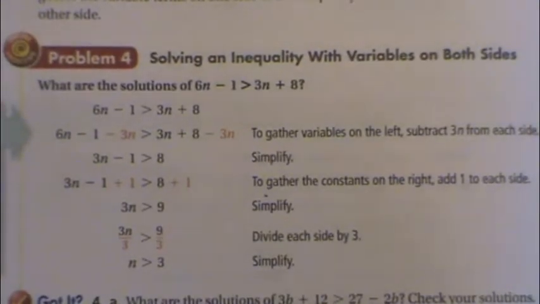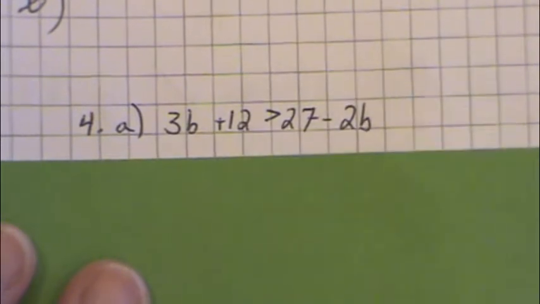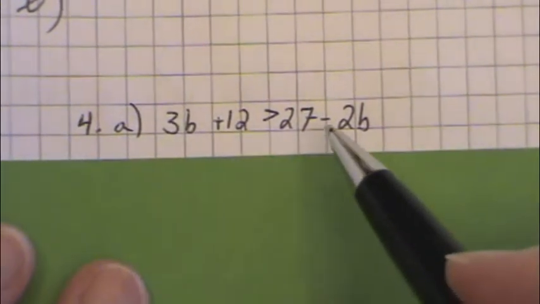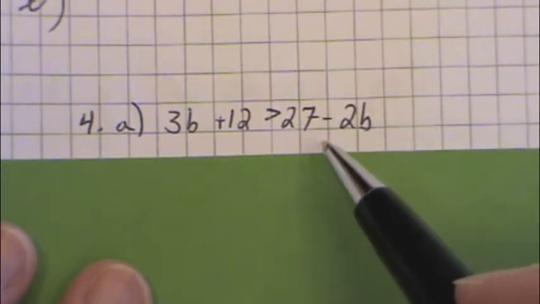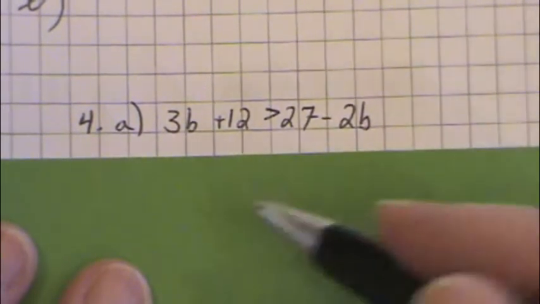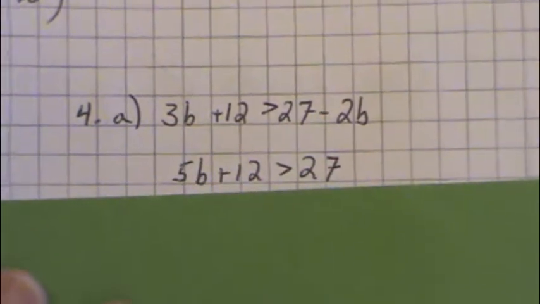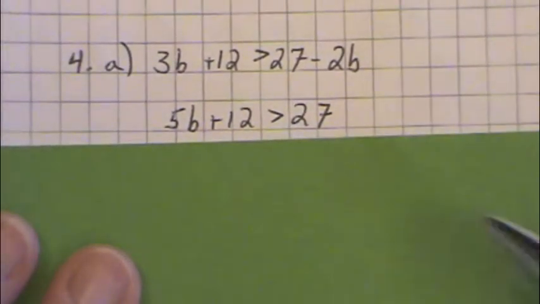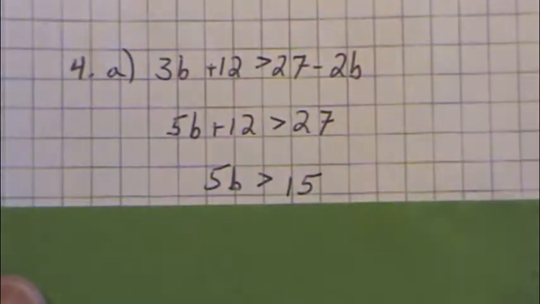Let's try it ourselves. So letter A, here's our inequality. We've got terms with b on either side. Since this is a negative 2b, I'm going to start by adding 2b to each side. It would be just as correct to start by subtracting 3b from each side, which kind of gives away another answer you're going to need in a minute, but that's okay. 5b plus 12 greater than 27.